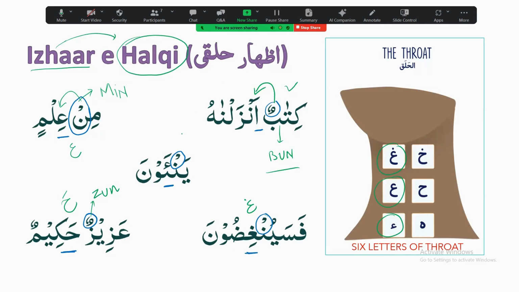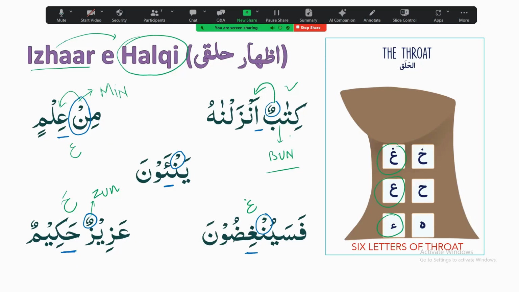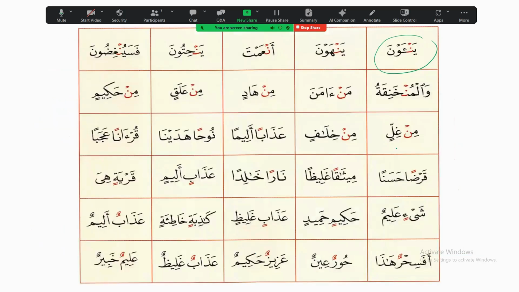So this is the first rule, sisters, and you see an exercise in front of you. I would say that you are not only supposed to practice this exercise, but also to look for examples of noon sakin or tanween, after which you see any letter from these six letters. That will help you practice, inshallah. Let me say the first row, and inshallah you can say the next ones on your own.